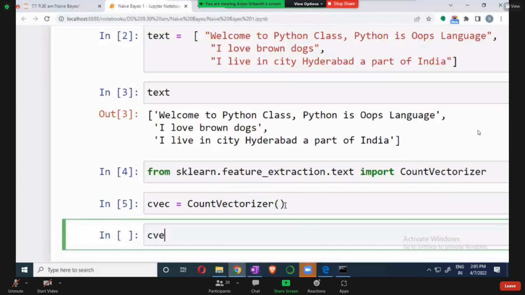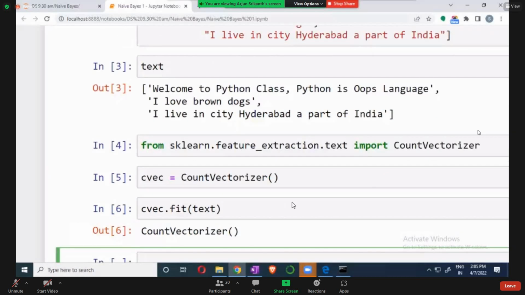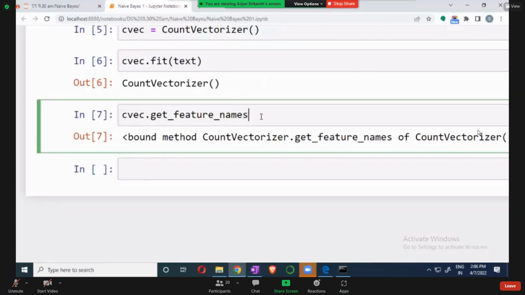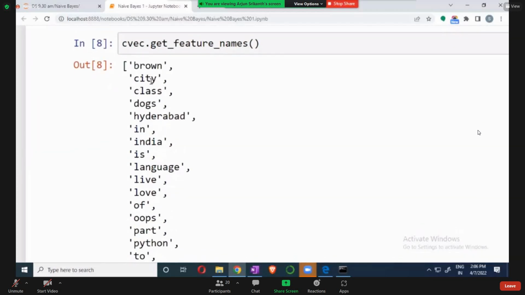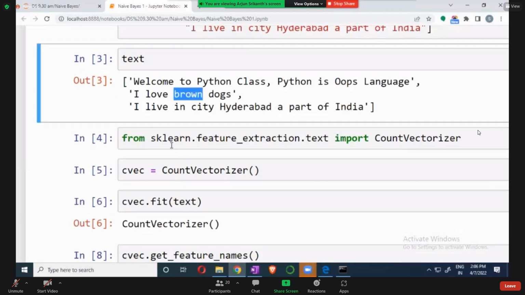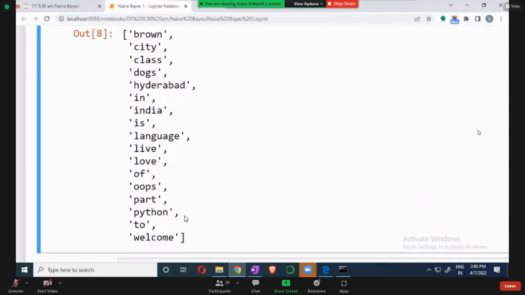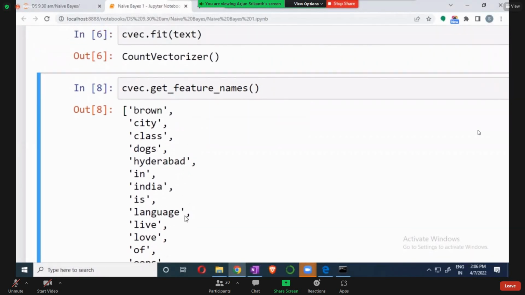cvec dot fit, and then text. I've done it. Now my cvec object has learned from the data. Yes or no? Now what it will do is split the data first and then rank the data. How do we know whether it is ranked or split? There is something called get_feature_names. Now it will give me all the feature names over here. Let's see this. Brown is over here, brown dogs, brown. Then afterwards city is there, based on alphabetical order. Dogs, Hyderabad, in, is. All these words have been split up over here.